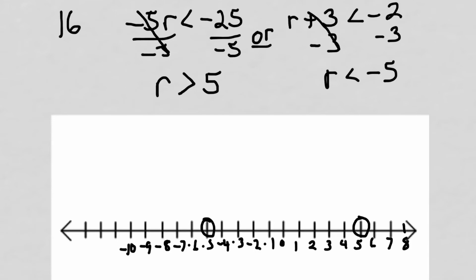So even without looking to see what's going on, you know there's an or. It's going to go in opposite directions. But let's check this out. On the right, r is greater than 5, so it goes that direction. On the left, r is less than negative 5, so it goes to the left. Let's move on to 17.